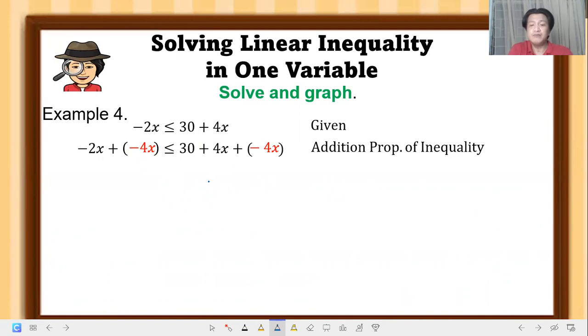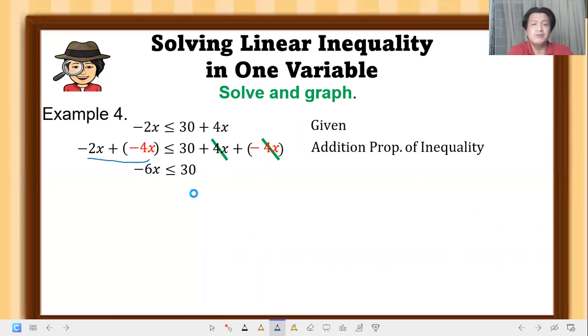Kaya, ka-cancel mo na yung 4x at negative 4x yan, 0 na yan, para malipat natin. Therefore, what is the sum of negative 2x at negative 4x? Negative 6x yan. And bring down mo yung less than or equal to 30. Take note, meron pa rin siyang negative 6. Para malaman natin yung value ng x or solution set, you are going to remove.